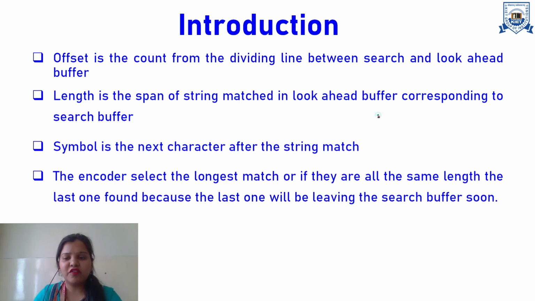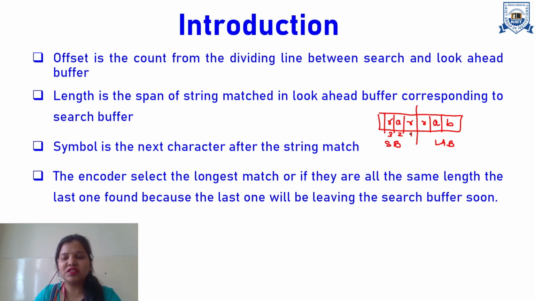So let's see an example. This is my sliding window, this is my dividing line, these are the already encoded messages, and I want to encode R A B. This is the content in my look ahead buffer, and this is the content of my search buffer. So I want to encode R. I will check, do I have any match here? See, at index number 1 I have a match. At index number 2 I don't have any match, and at index number 3 again I have a match.